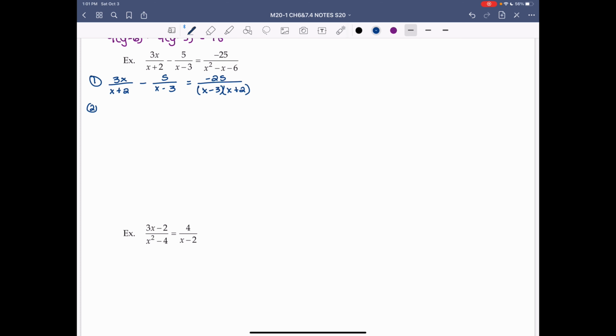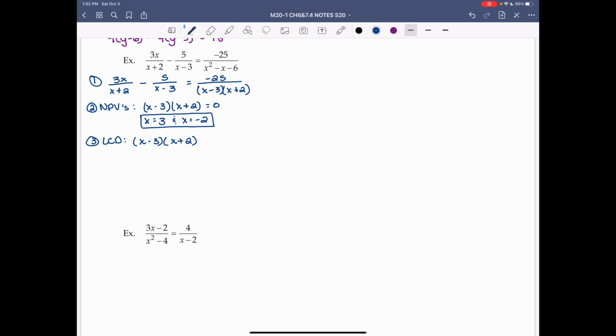Step 2, our NPVs. Factors in our denominators are x minus 3 and x plus 2. When are those equal to 0? When x equals 3 and when x equals negative 2. Those are our NPVs. Step 3, lowest common denominator is (x minus 3)(x plus 2).